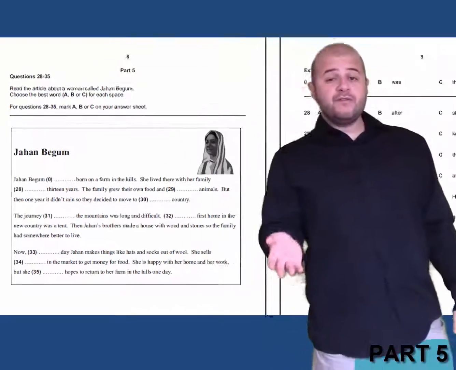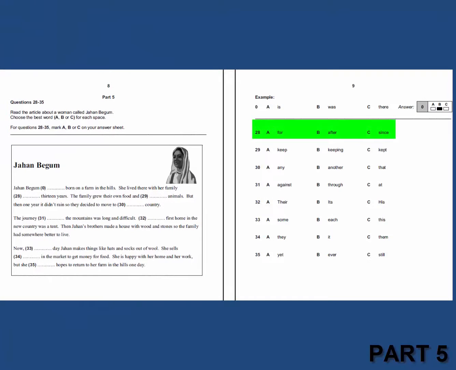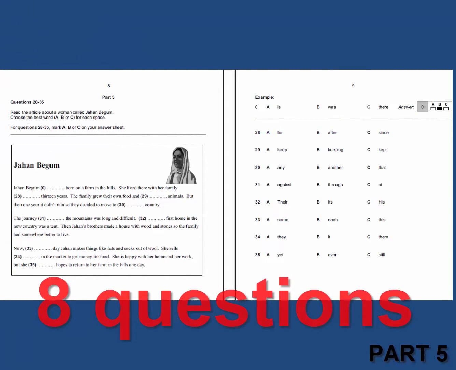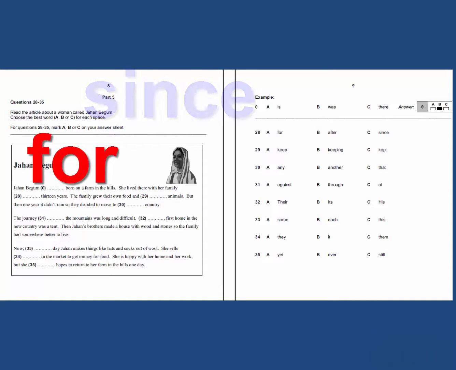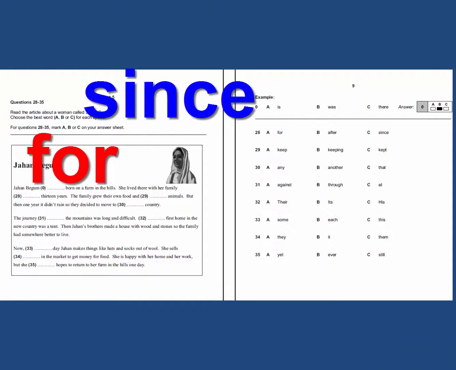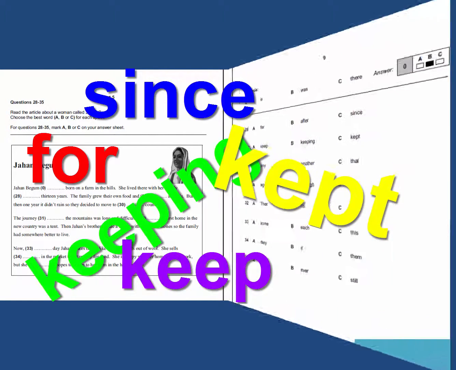Part 5. In part 5, you have a short text with 8 numbered spaces. Each space means there is a missing word, and you have to choose the right answer, A, B, or C. As you can see, there are 8 questions for this part, and you have to practice reading to find the right sort of word. For example, a preposition like for or since, or a verb form like keeping, keep, or kept, etc.